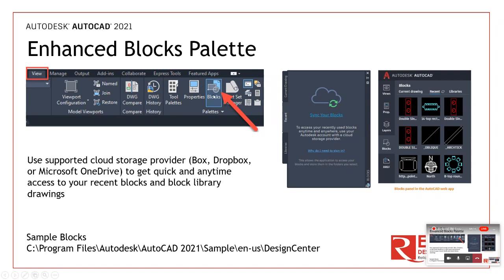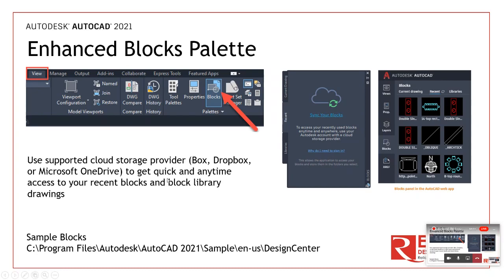I actually have a new blocks palette. Aside from that, you can also store your drawing that contains hundreds of blocks in cloud storage, like, as I said, Box, Dropbox, Microsoft OneDrive, and of course Autodesk Drive. The ones I'm showing are just third-party cloud storage. You can also store in Autodesk cloud drive. If you do this, you can also access quickly using the new palette.